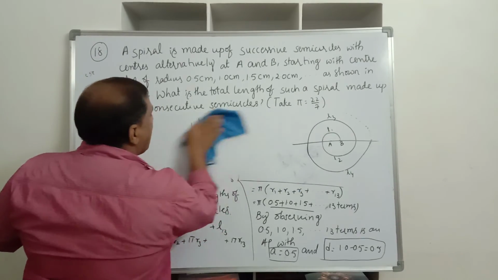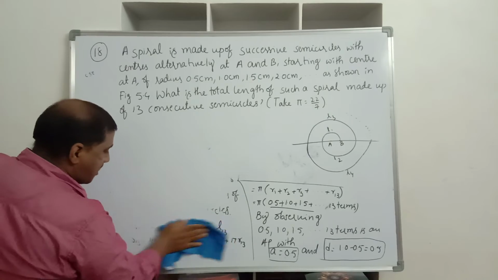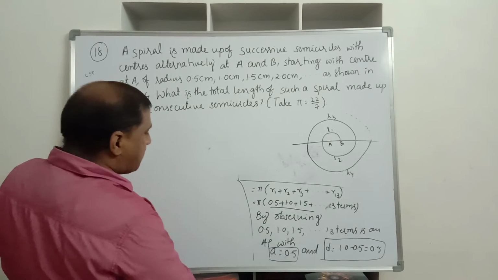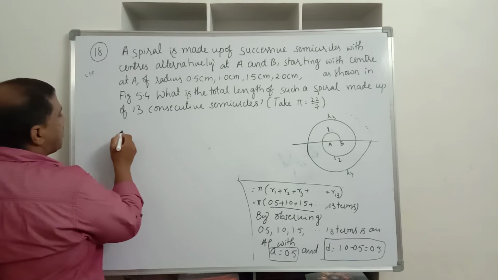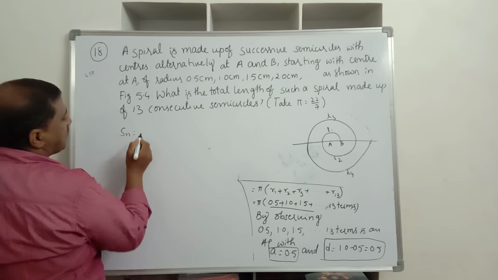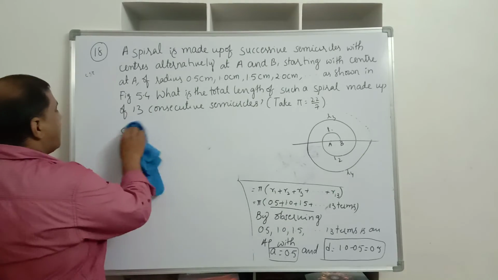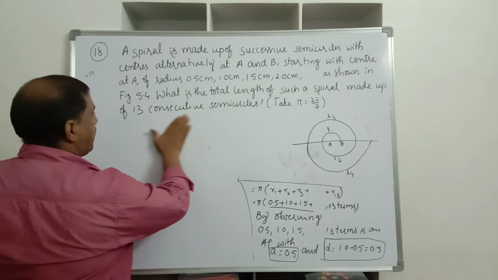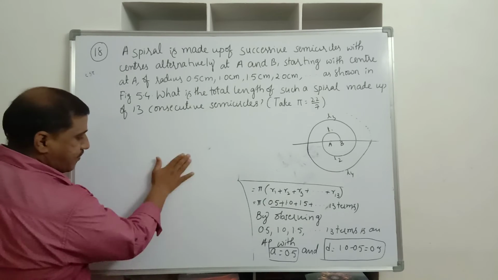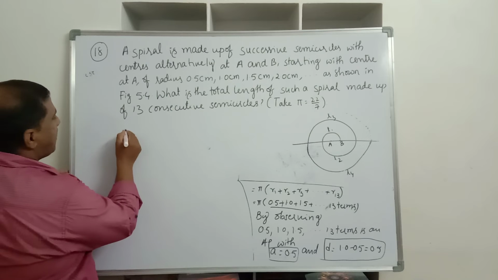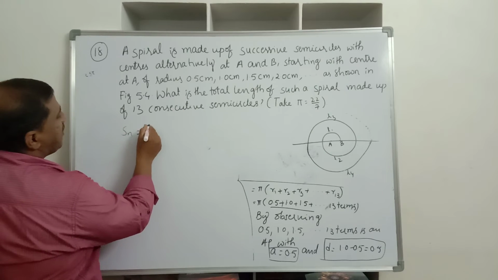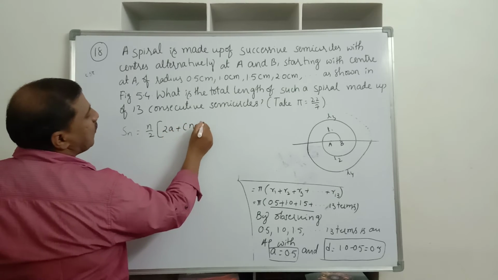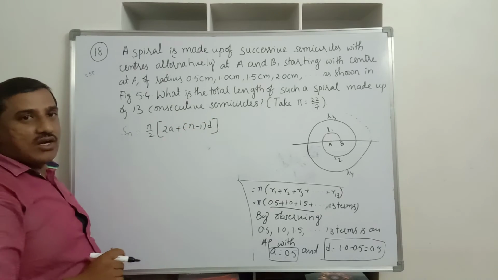Now we will find the length of all the 13 semicircles. What is the formula to find the sum of n terms of an arithmetic progression? Sn is equal to n by 2 into 2a plus (n minus 1) into d.